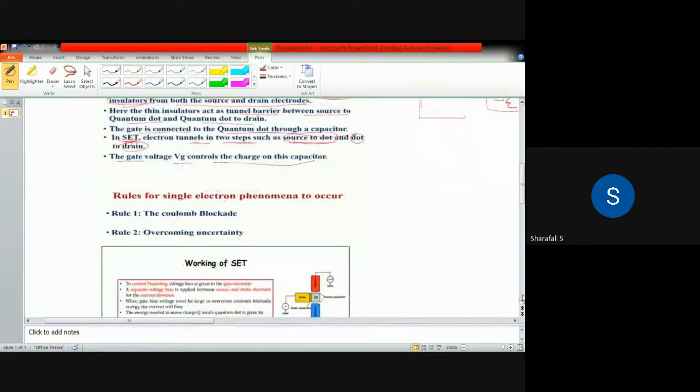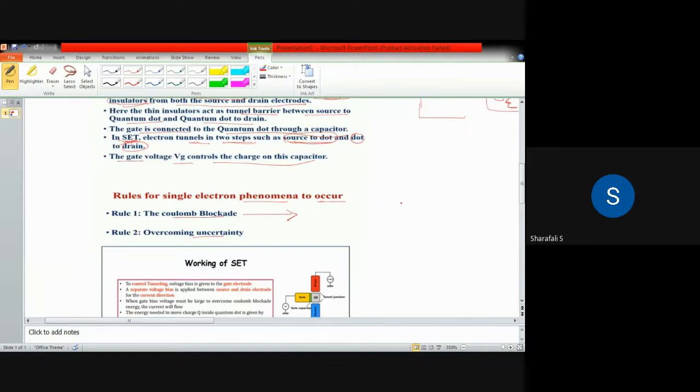And there are some rules for single electron phenomena to occur. The first one is the Coulomb blockade, and the second one is overcoming the uncertainty. So first we'll consider what this Coulomb blockade is.